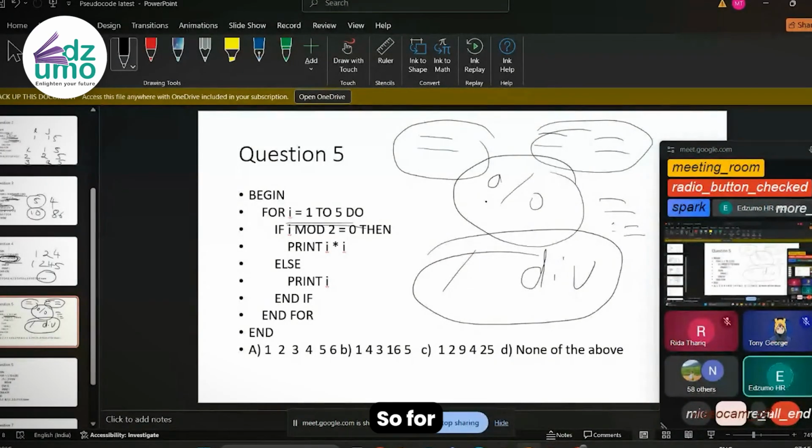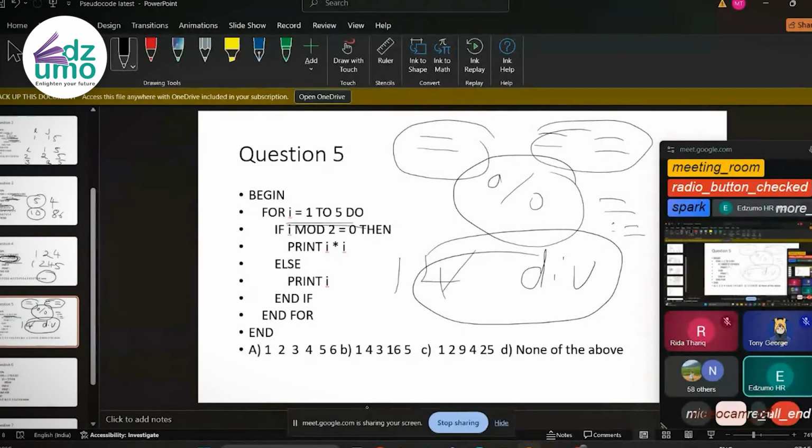Understood? So for I equal to 1 to 5, what happens if I mod 2 is equal to 0? What happens now? 1 mod 2 is 0? No, because 1 is an odd number. So nothing happens. 1 is printed. Now 2 mod 2. What happens? 2 mod 2, remainder is 0. So 2 into 2, you get the square. What do you get? 4.